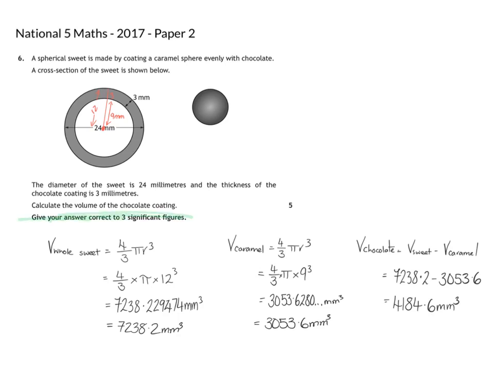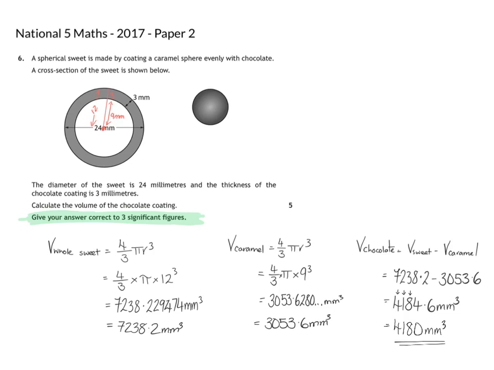Give your answer correct to 3 significant figures. So this is where it's always worth looking back at the question, check you've actually answered what it says. So there, 3 significant figures. So that means that's our first significant figure, that's our second one, that's our third one. So it's saying round it to the nearest 10. So we get 4,180 in this case because of the 4 after. And it's going to be millimeters cubed as our final answer.